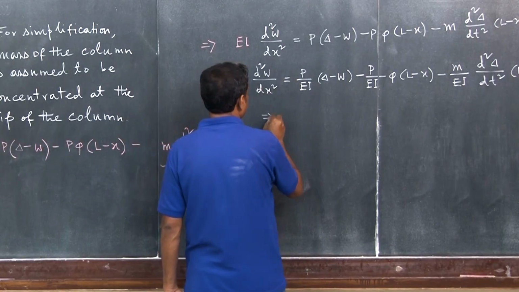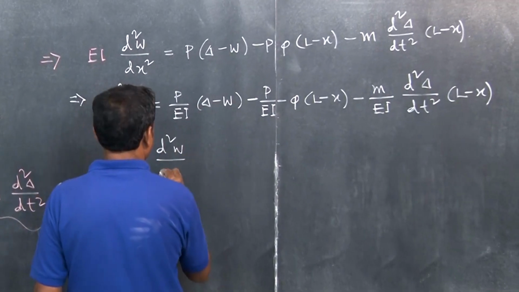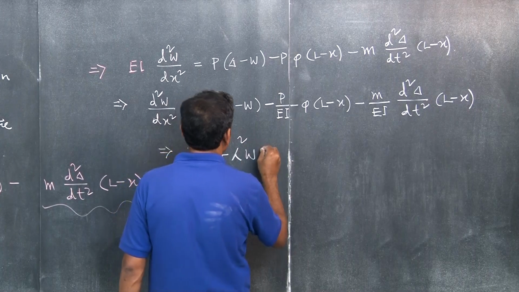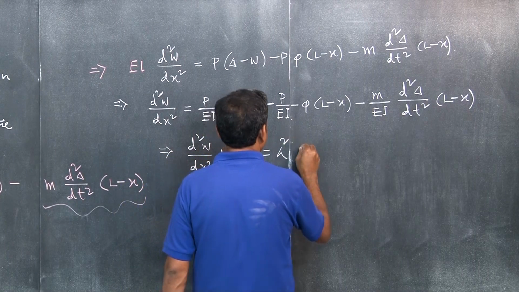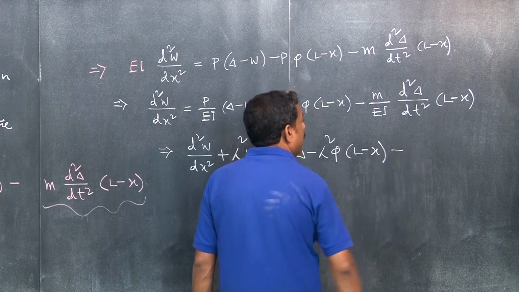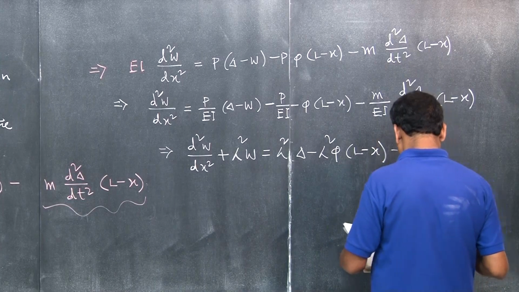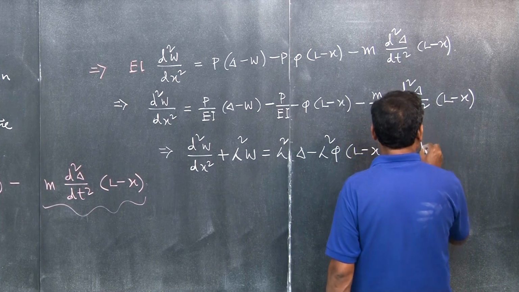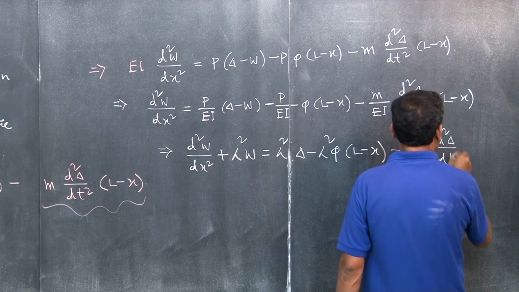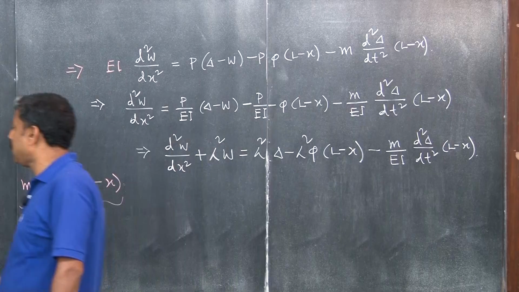Okay, like earlier, the way we have solved it, d2w/dx2 plus lambda square w is equal to lambda square delta minus lambda square P (L minus x) minus, when you write this expression, m/EI d2w/dt2 (L minus x). So, that is the thing.